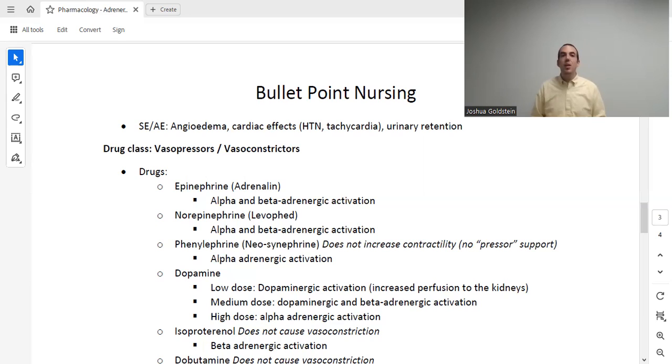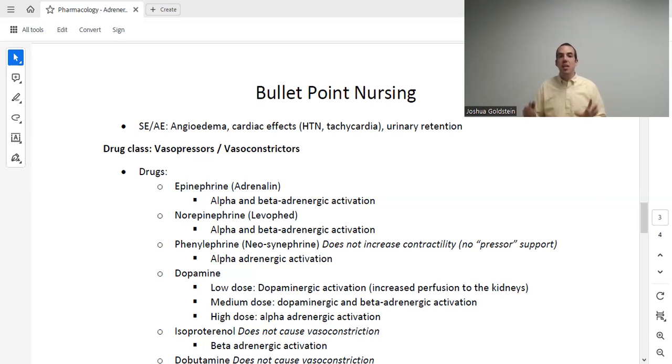Let's start with epinephrine and norepinephrine. Okay, two of the most commonly used vasopressors/vasoconstrictors. These two drugs are both. If I said a vasopressor, I said a vasoconstrictor. This is both because it activates both alpha-1 and beta-1. So it gets that pressor support and it gets that vasoconstriction. Another drug that we have is phenylephrine. Phenylephrine is only alpha-1. It has a tiny bit of beta-1, but for our intents and purposes, it's only alpha-1. So for that reason, this is a vasoconstrictor, not a vasopressor.